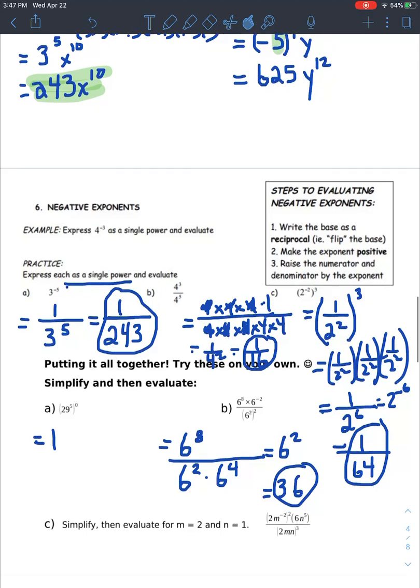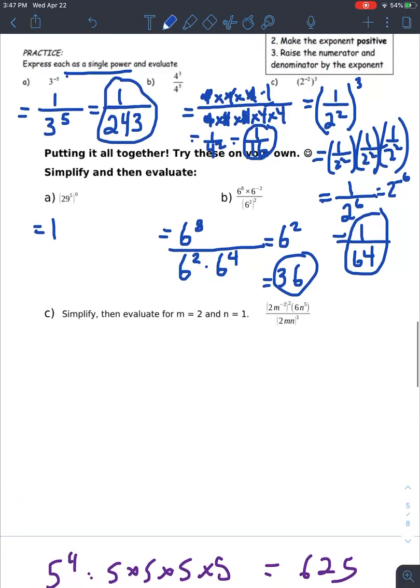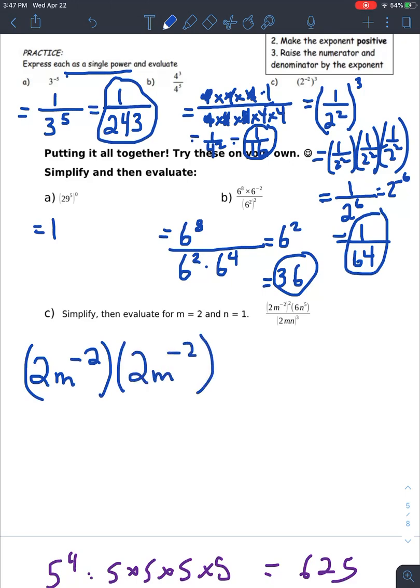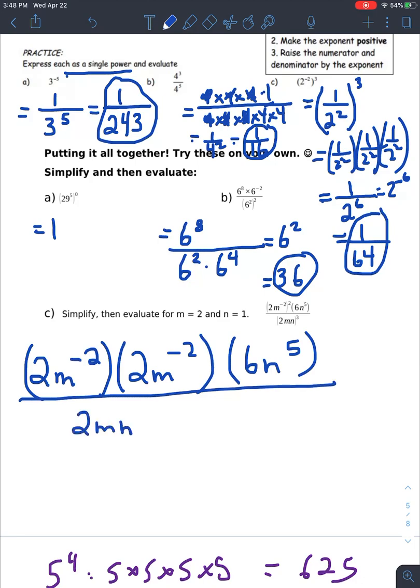Alright, and now for the level 4 students, here we go. Simplify, then evaluate for m equals 2 and n equals 1. Okay, so first we're going to simplify. 2m to the negative 2, squared, so I'm going to do 2m to the negative 2 again, times 6n to the power of 5, all over 2mn, and that's cubed, so another 2mn and another 2mn.